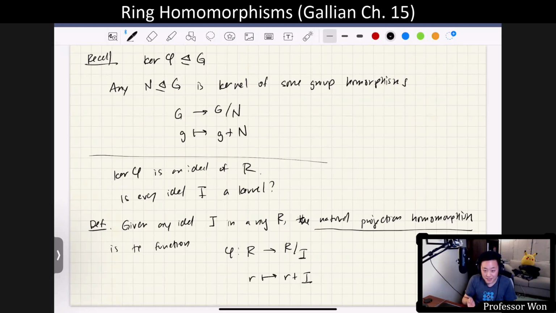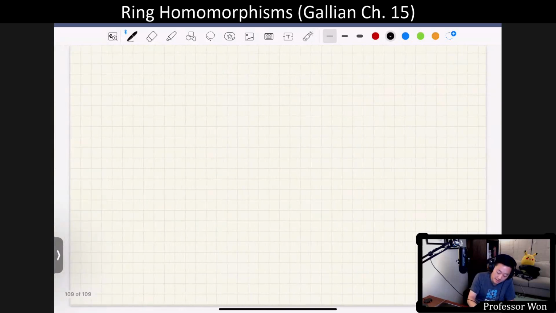So this map is obviously a group homomorphism, but we just need to check that this natural projection homomorphism preserves the multiplication, right? And then we'll get precisely that the kernel of phi is just all of the r's that live in I, which is the same thing as I being precisely the kernel of this purported ring homomorphism. Okay, so that's the theorem.